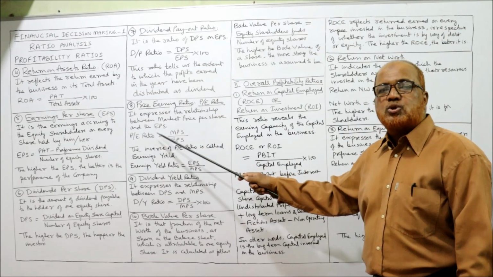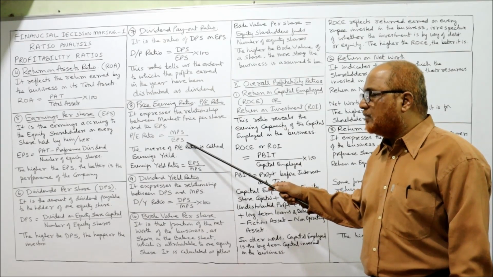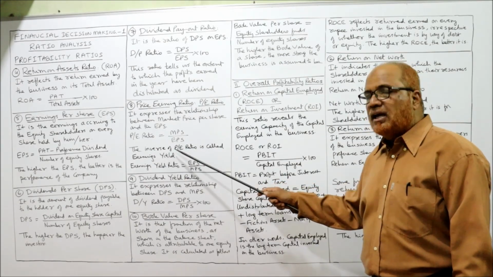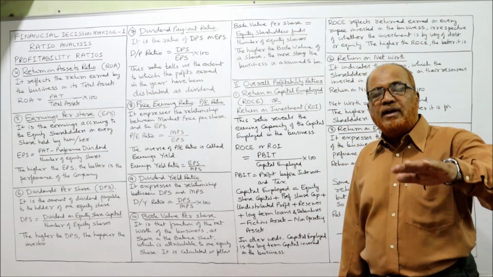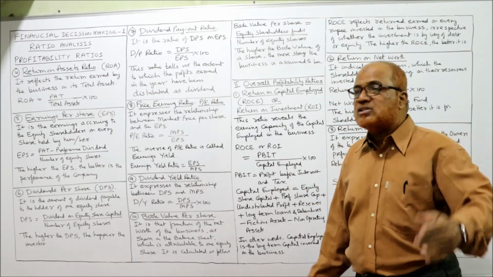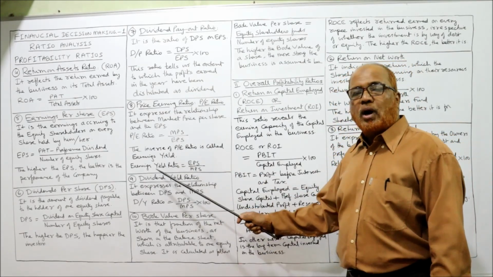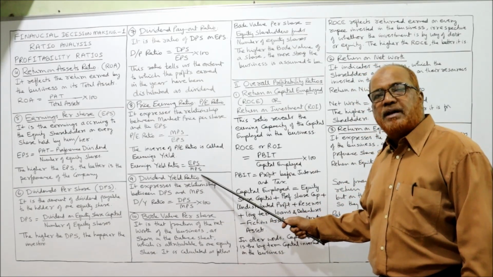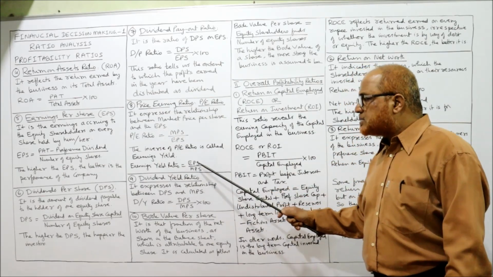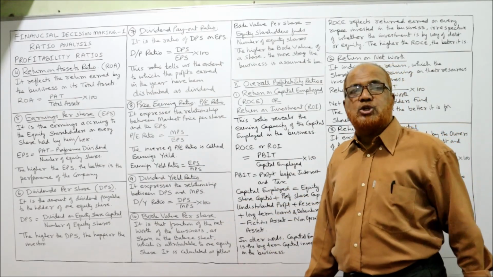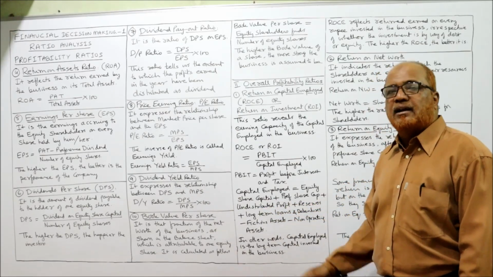The formula for PE ratio is MPS by EPS, market price per share divided by earning per share. The inverse of the PE ratio is called the earning yield ratio. If we reverse, if we take the inverse of this PE ratio, what you get is the earning yield ratio. So the earning yield ratio formula is EPS by MPS. MPS by EPS, you will get the PE ratio. EPS by MPS, you will get the earning yield ratio. So totally 8 ratios.